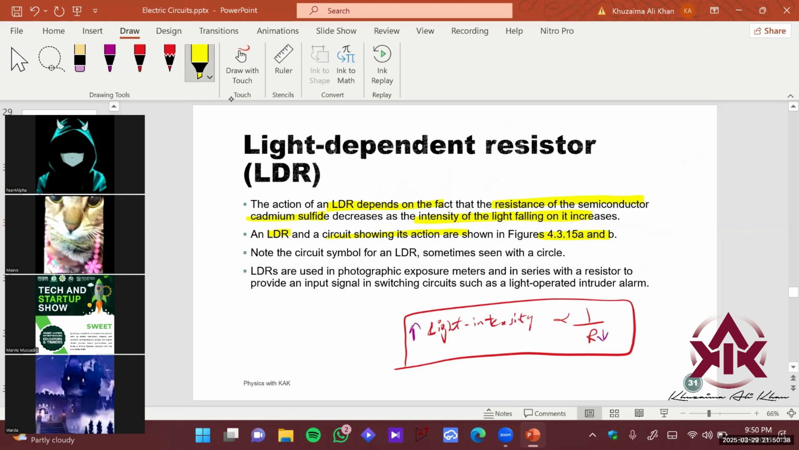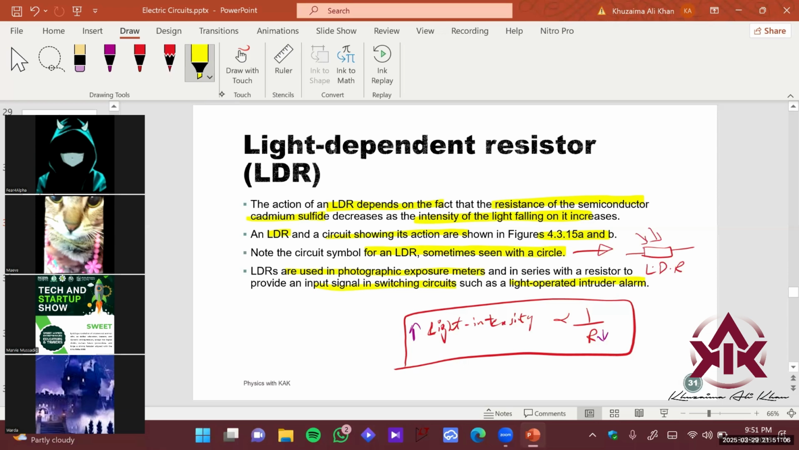The circuit symbol for an LDR is sometimes seen with a circle here, right? So what is the symbol for an LDR? Usually it is this: just imagine a resistor with two arrows on it. This is the LDR symbol, okay? LDRs are used in photographic exposure meters and in series with a resistor to provide an input signal in switching circuits, such as a light operated intruder alarm. So these are applications of LDR.